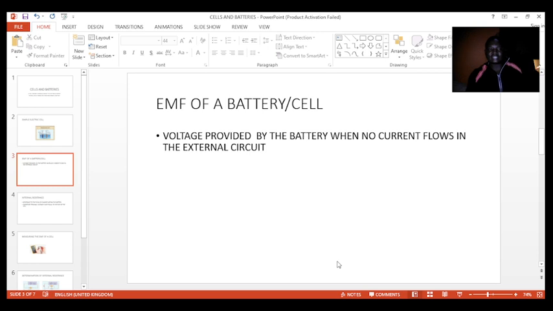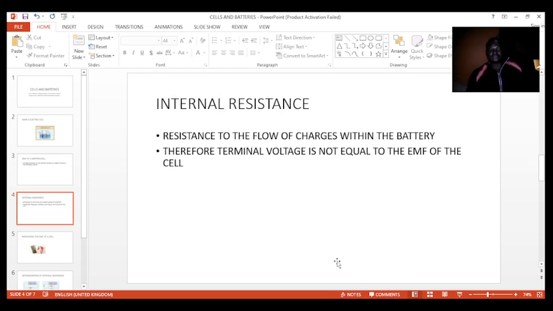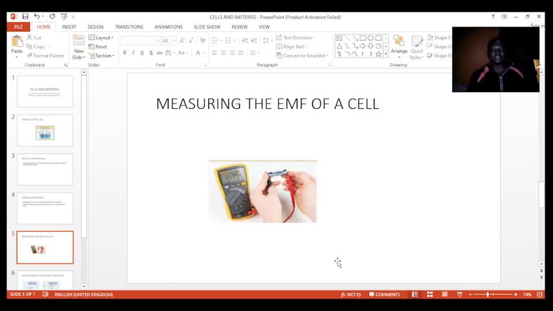Now let us look at the electromotive force of a battery or a cell. The voltage that is provided by a battery when there is no external current flowing is what we call the EMF of that cell. Most of the time, the EMF is affected by the internal resistance of the battery itself. So when you measure directly on the terminals of the battery, you obtain the EMF E. But that EMF sometimes is not equal to the internal voltage of the battery. So this is how you measure the EMF of the cell.